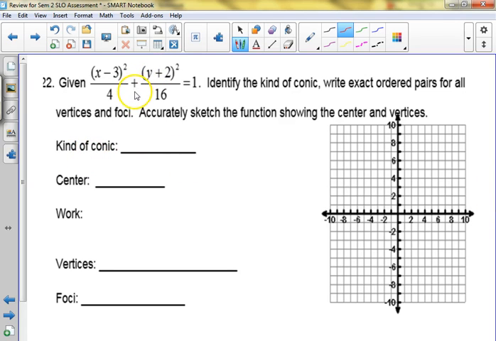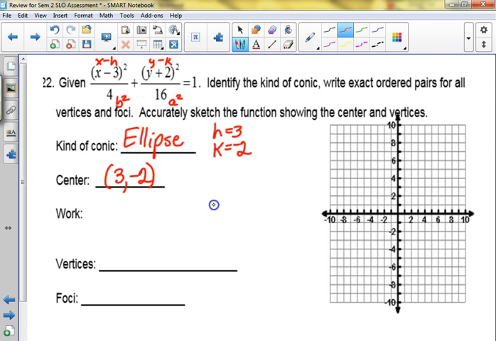This is an ellipse because it's plus in the middle. The center is at, okay, this is x minus h, y minus k. Which one's a and which one's b on an ellipse? A is the bigger one, so that's a squared and b squared. Okay, so the center is at h, k, which is 3, negative 2. So h is 3, k is negative 2, for those of you who like to just follow recipes.